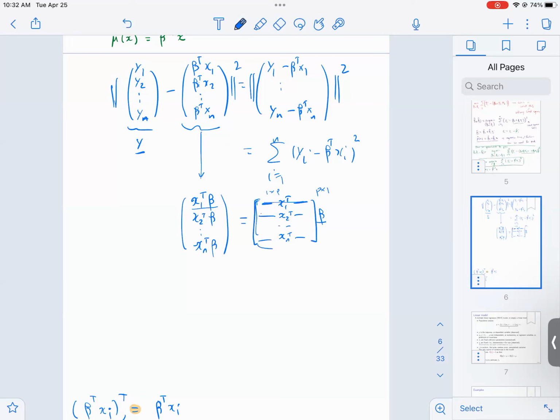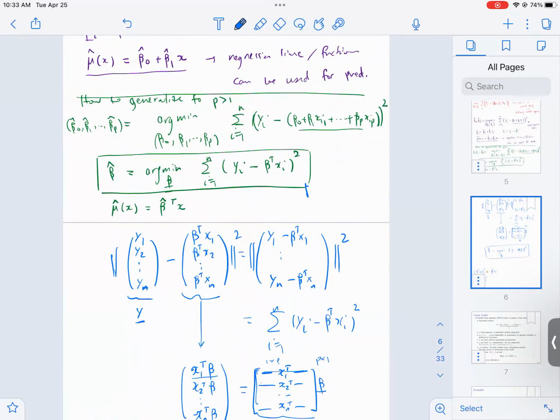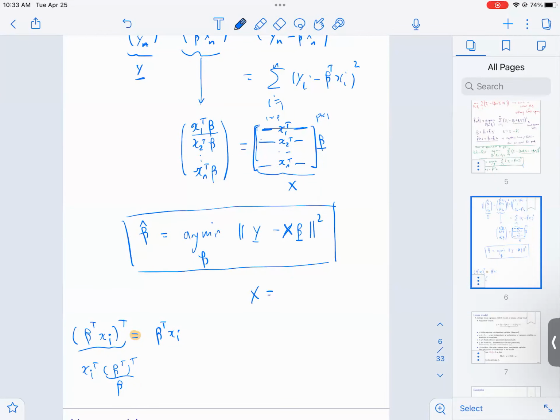So if I call this matrix capital X, this is going to be X beta. In the end, this was Y, and this is going to be X beta. So what I get is the norm of Y minus X beta, basically, is what I'm looking at. If I take the argmin over beta, that would be the least squares problem. This is exactly the same as this one, but even more compact. So this X matrix that comes from this argument, anyone know what statisticians would call this?